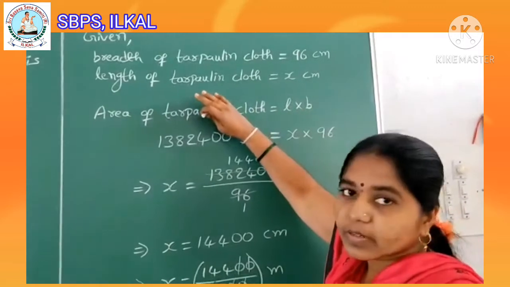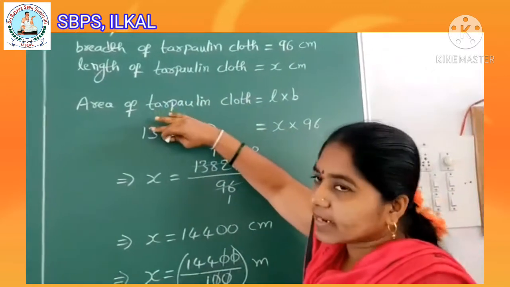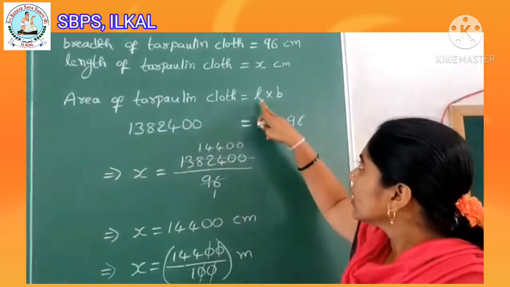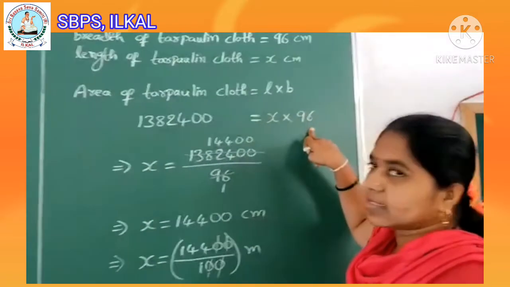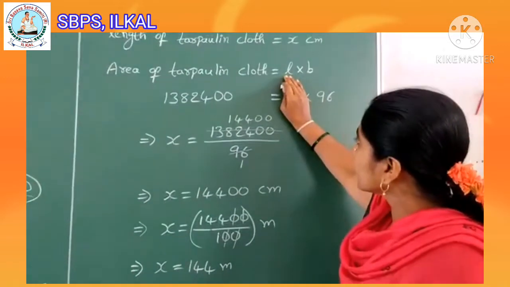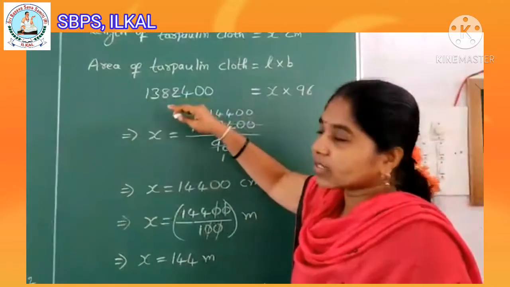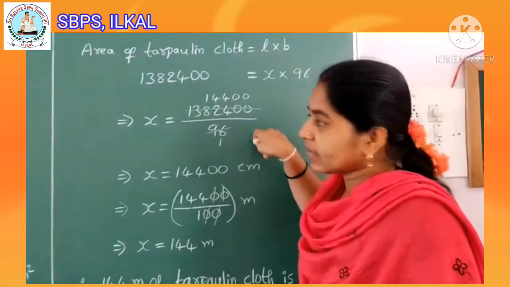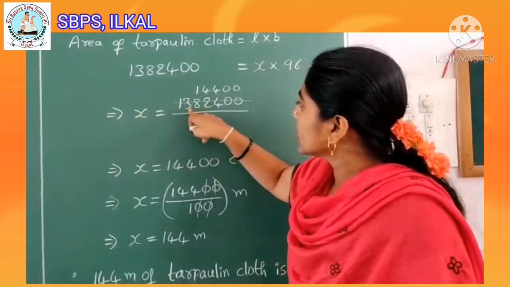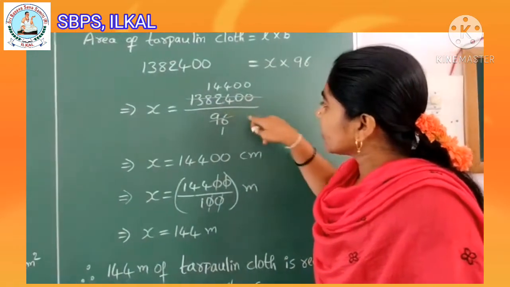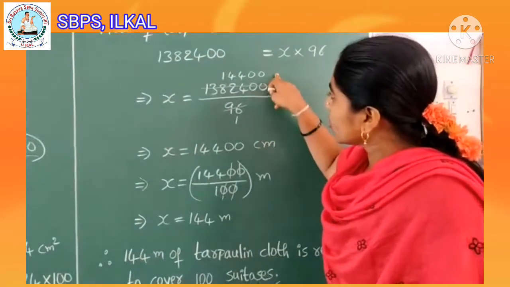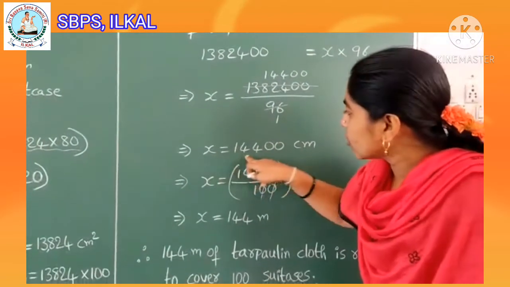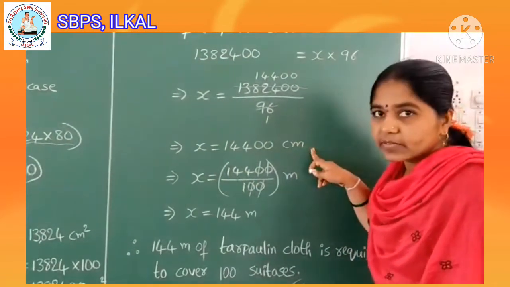We got already the area for 100 suitcases. Let us substitute. 13,82,400 is equal to length x, breadth 96. Then x is equal to, transpose 96, children. Then 13,82,400 divided by 96 we will get x is equal to 13,82,400 divided by 96. Strike out, we will get 14,400. Means x is equal to 14,400 centimeter we got.